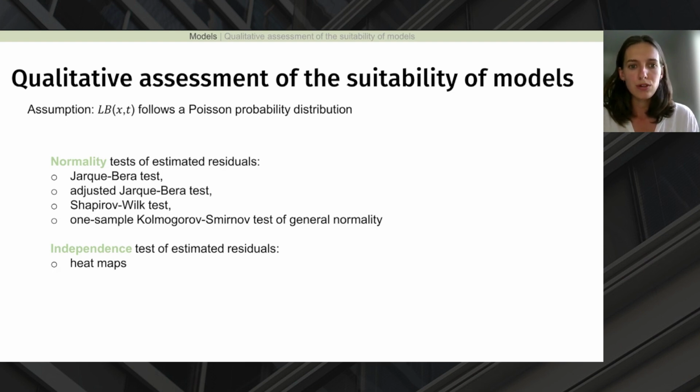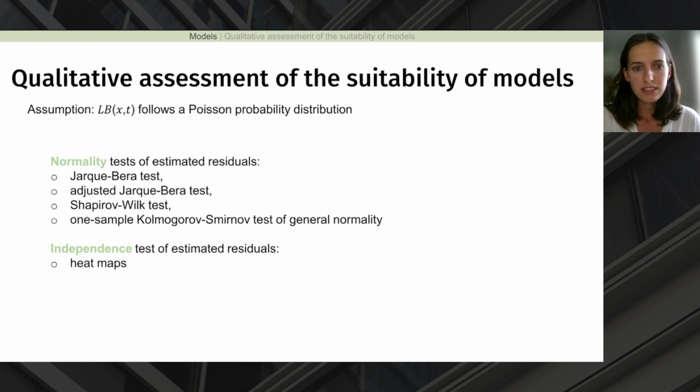for the use of procedures, tests, and techniques in further mathematical modeling and fertility rate prediction that require this assumption of normality. To test for the normality of estimated residuals, we used normality tests. Specifically, we employed the Jarque-Bera test and its modified version, the Shapiro-Wilk test, and the Kolmogorov-Smirnov test.